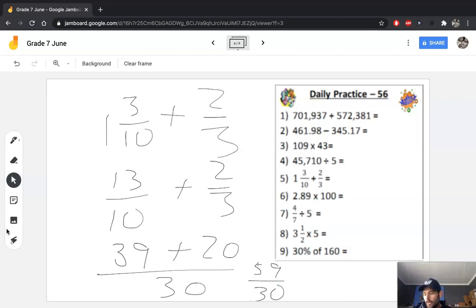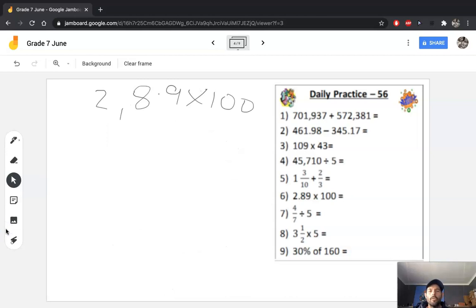And if you want to change it into a mixed number, that's going to be 1 and 29 over 30. But it should be good for you to leave it as an improper fraction unless you are asked to convert it into a mixed number or mixed fraction. 9 times 100 in question 6. We know that when we multiply, the number gets bigger. When we multiply by 10, it gets 1 place bigger. When we multiply by 100, it gets 2 places bigger. So that answer is 289.